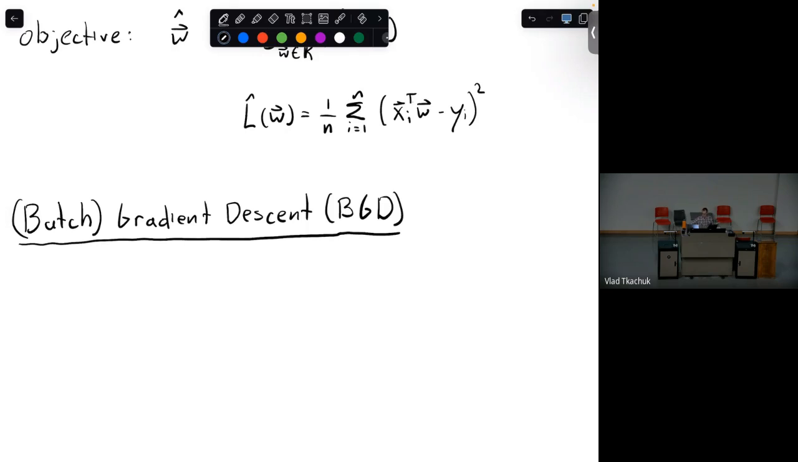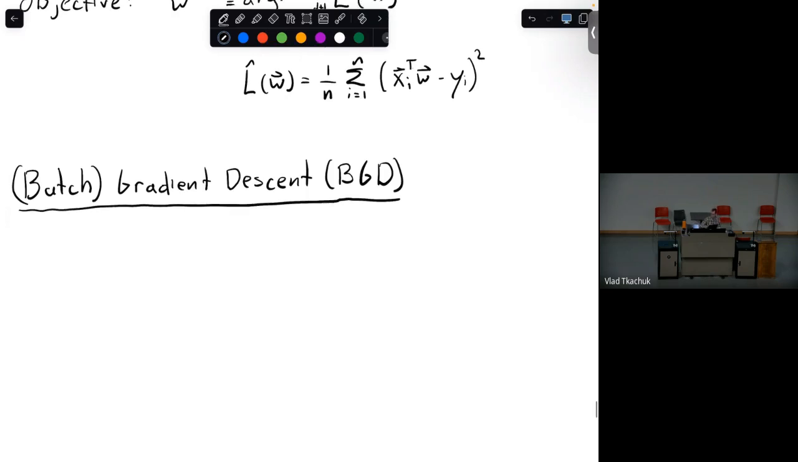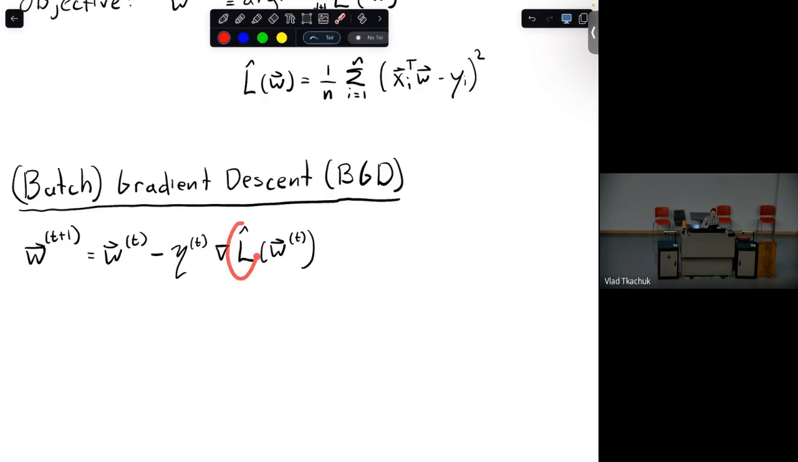Okay, so let's just apply it. We need the update rule. So what is this update rule? Well, you might remember, it's just this thing. It's the weight vector at time step t+1, which is the weight vector at the previous time step minus this gradient descent step. The gradient descent step was a step size eta times the gradient. And now our function here is L hat of W vector at time step t. So this looks exactly like before, except this is now not G, but L hat.